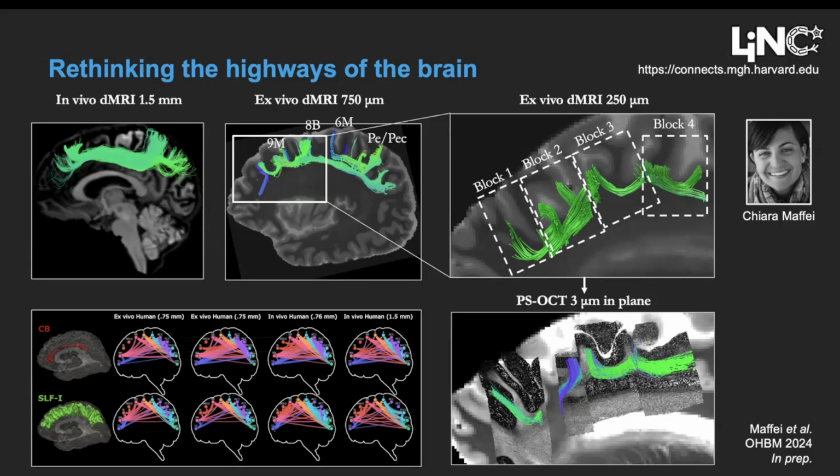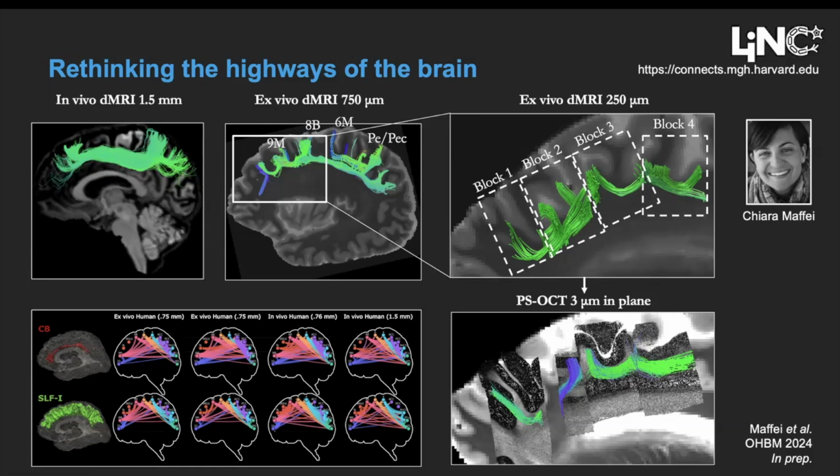And we picked this fiber bundle because it's one that has a lot of controversy around it in tractography studies, as well as in previous anatomical studies. So there are studies that say that this pathway goes all the way from the frontal to the parietal cortex, others that say that it terminates earlier before it reaches all the way to the frontal cortex.